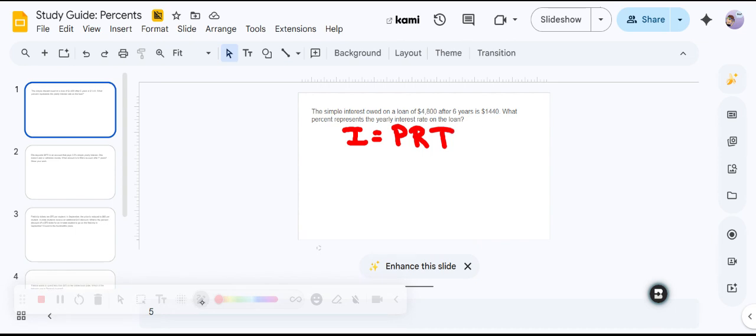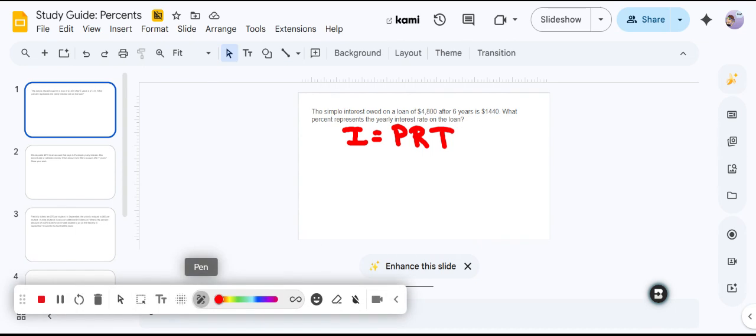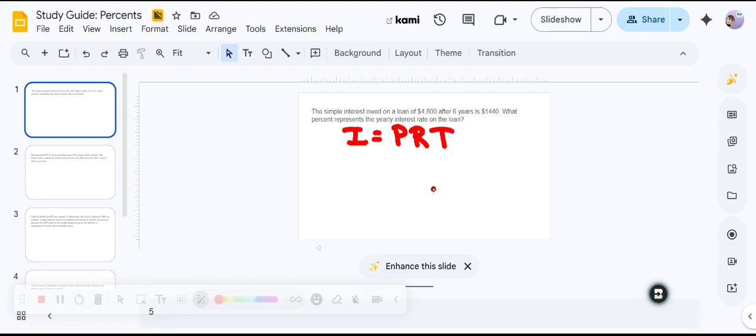We also know that that pen is huge. Can I make it smaller? Nope. Cool. Love that.